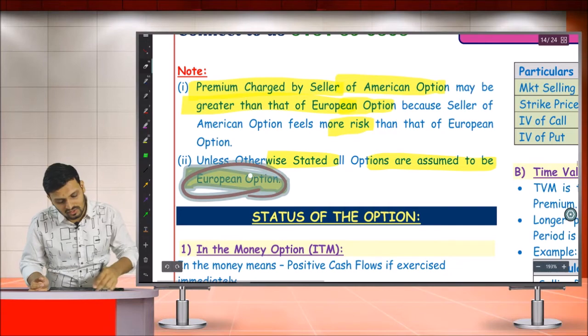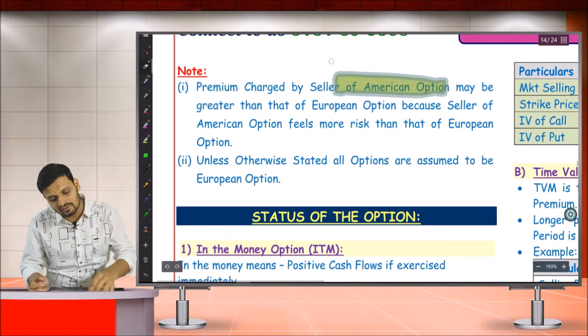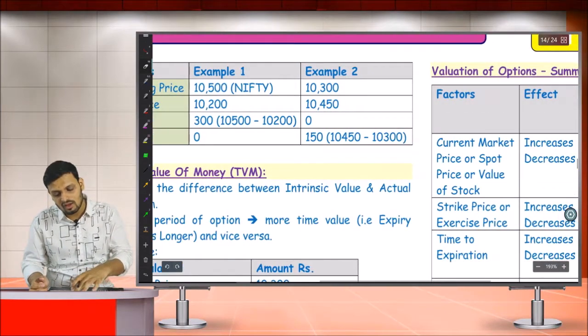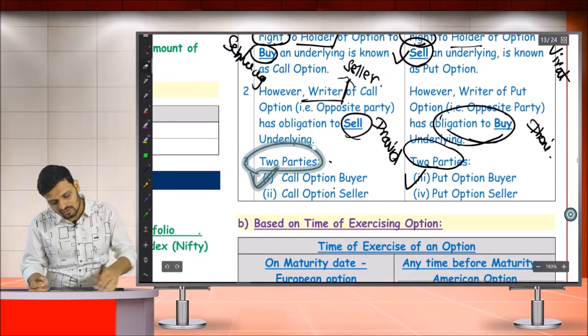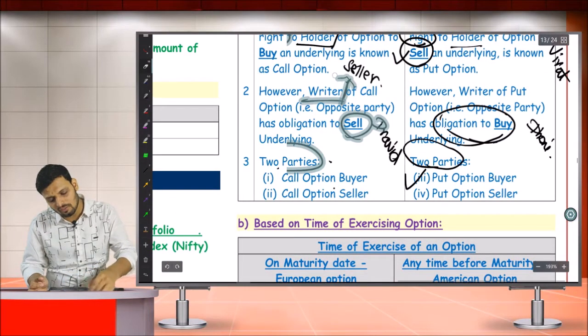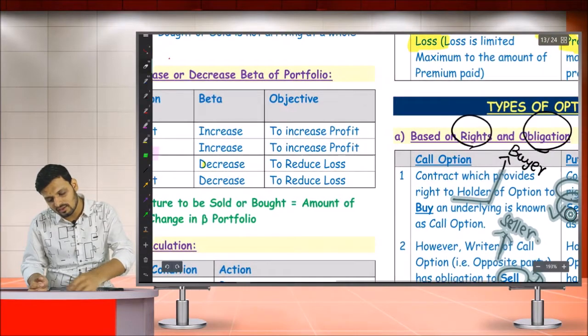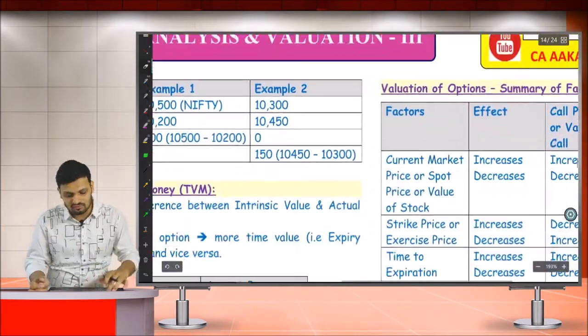Can you all give me a thumbs up if the basics of options are clear for you? Are you having any doubts regarding the conceptual aspects of options, call option, put option, etc.? If you're having any doubts, I'm ready to solve.